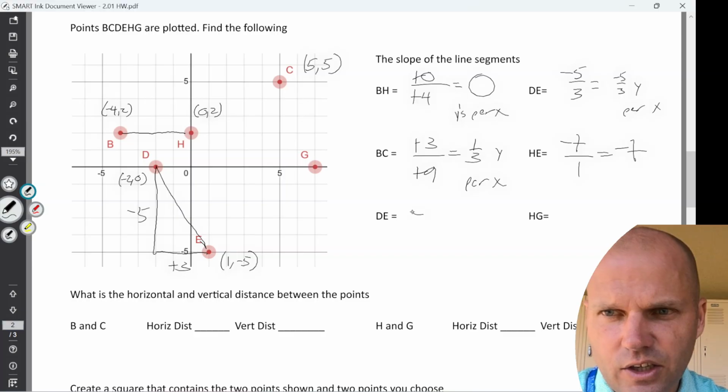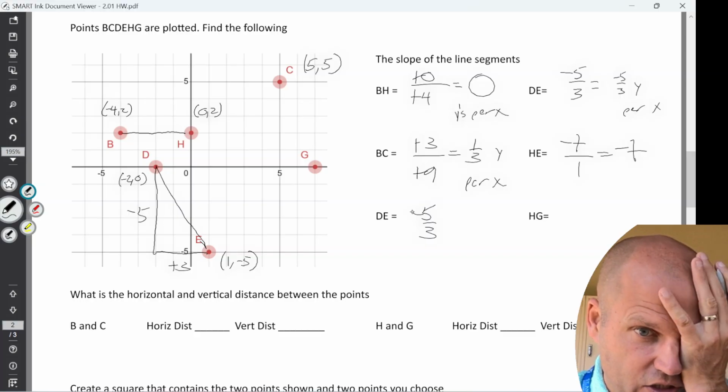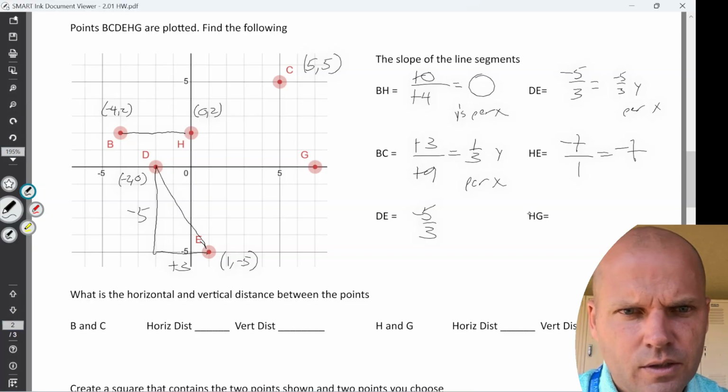I already did DE, so maybe I'm just keeping you honest there. DE slope is negative 5/3. Don't know why I asked you for the same thing. Probably should have asked you for EG, but I didn't.